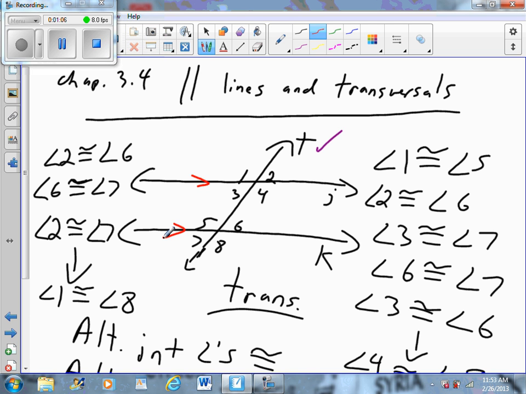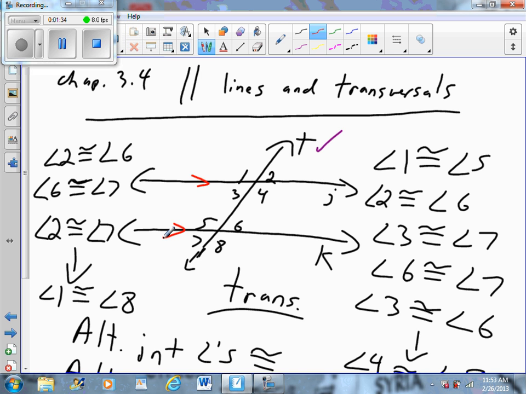Now, when this is the situation, the first thing we need to contend with is postulate number 8 on page 128. What does postulate 8 read? What does it tell us? It tells us that corresponding angles are congruent.